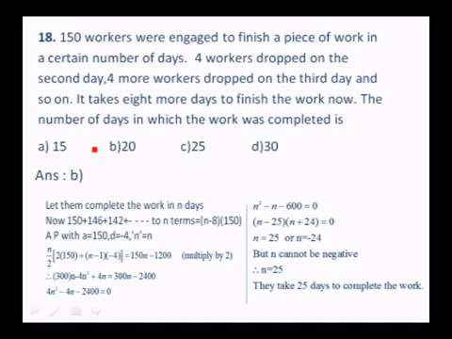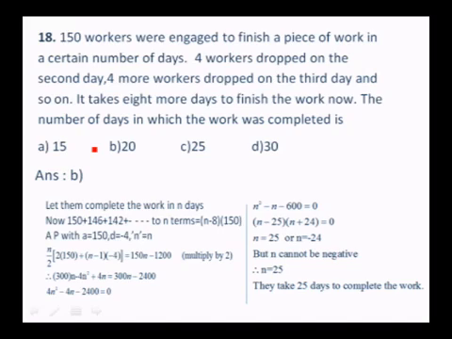Well, if all the 150 have worked for n days, worked together, then they ought to have completed this in n minus 8 days. So n minus 8 days, they could have completed this. Now this left hand side is an AP, 150, 146 etc.